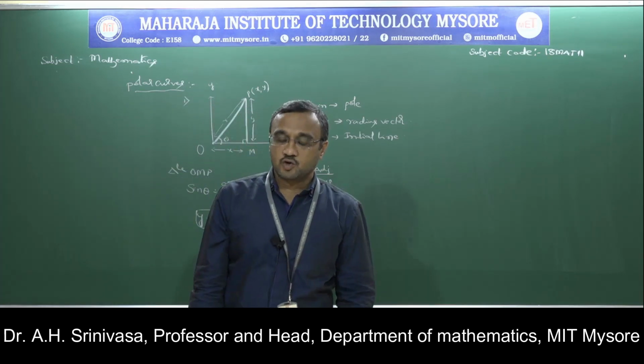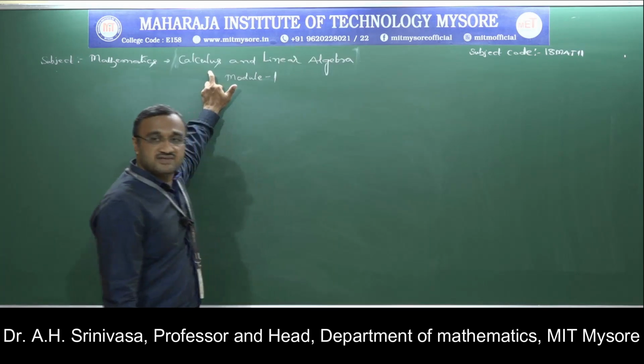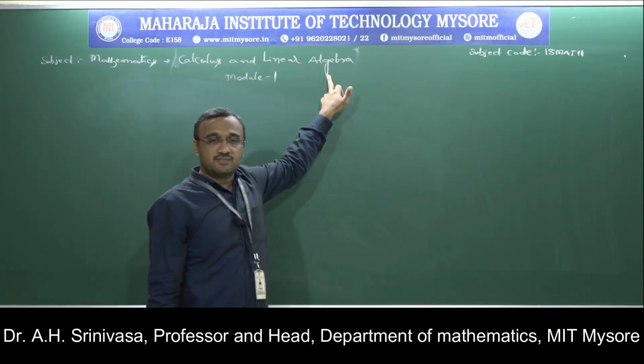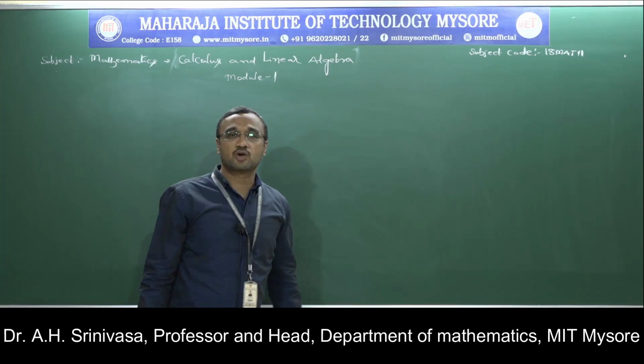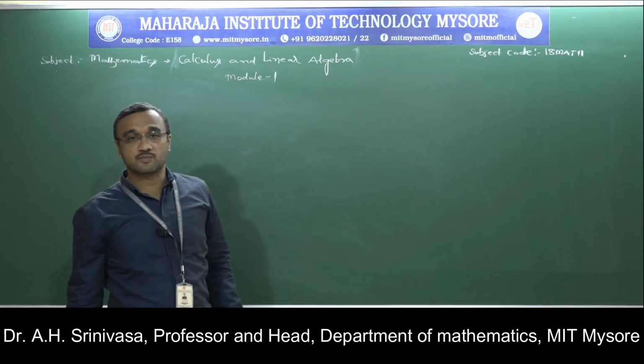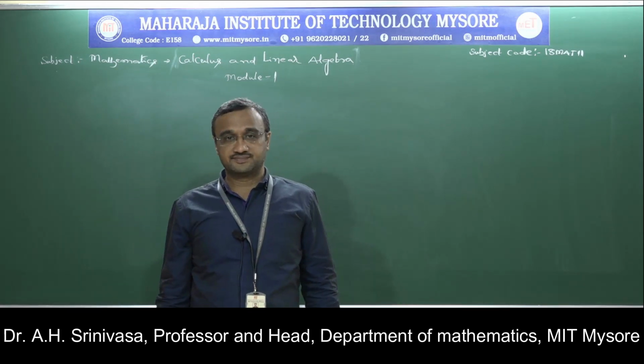After learning these, now we will move to the syllabus. The first topic in the subject, Calculus and Linear Algebra, module 1, is polar curves. In polar curves, the first topic is the angle between radius vector and the tangent.